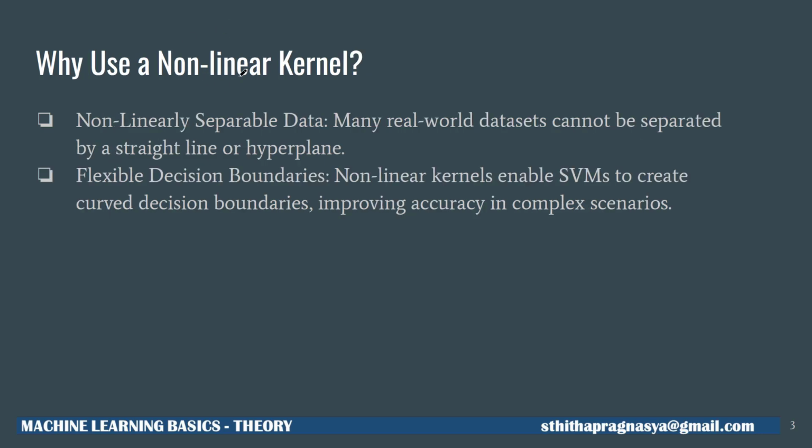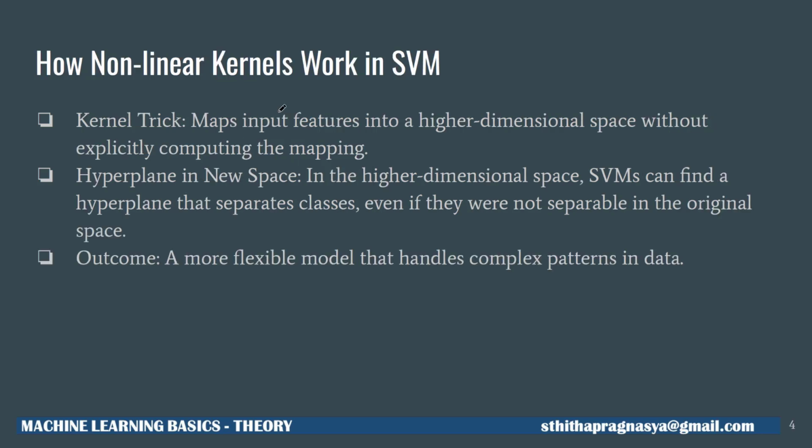Why use a non-linear kernel though? In many real-world data sets, the classes are not linearly separable. That is, you cannot draw a straight line to separate the classes effectively. A non-linear kernel enables the SVM to create a curved decision boundary that can better separate the classes in such cases.